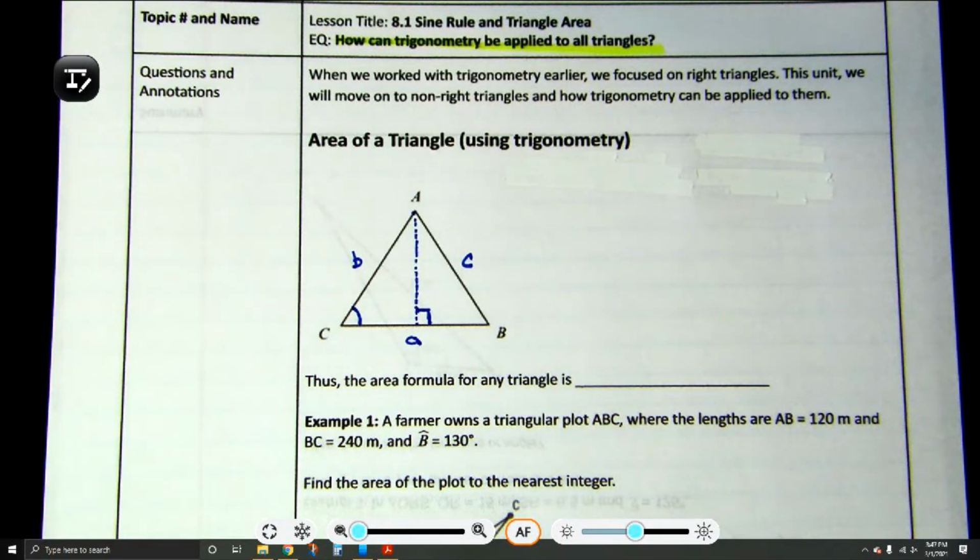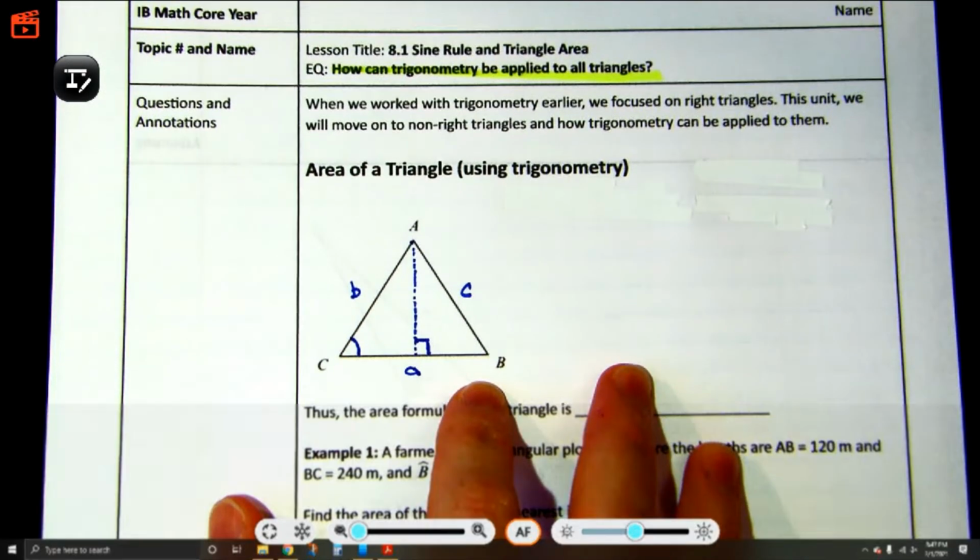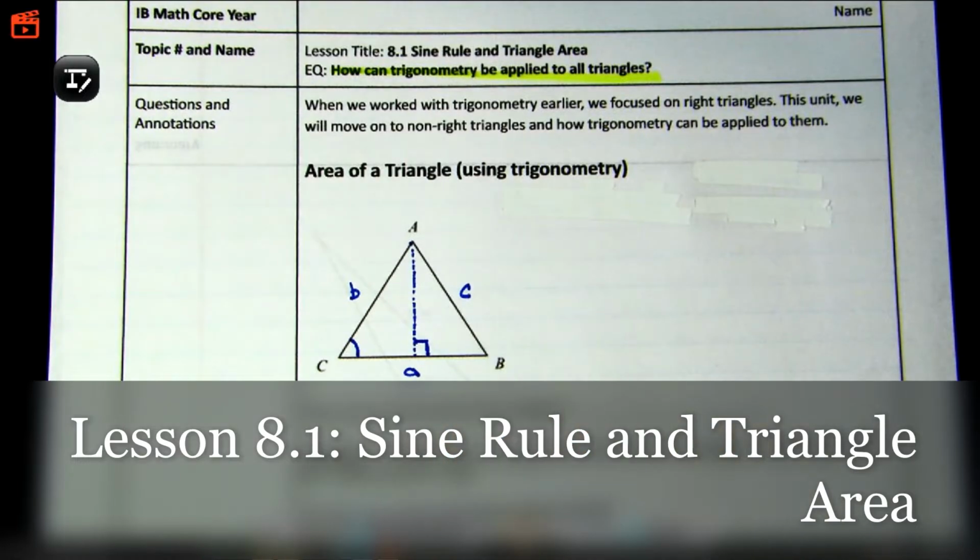Hello Math AI students, these are notes for lesson 8.1, Sine Rule in Triangle Area. Our essential question is, how can trigonometry be applied to all triangles?